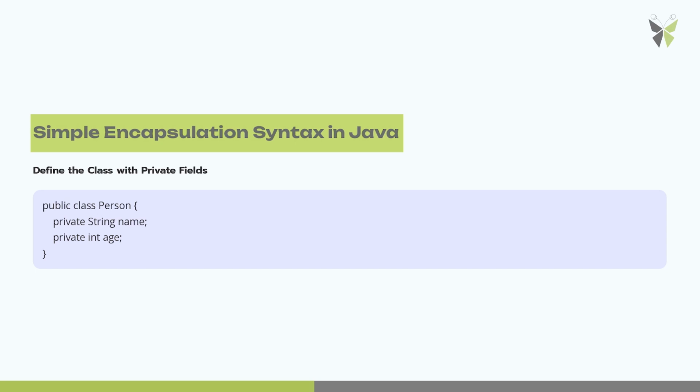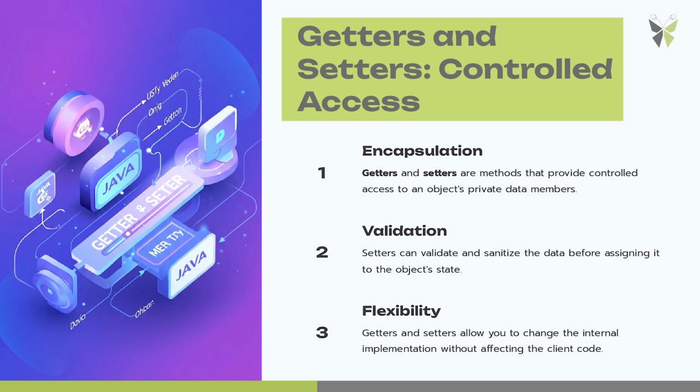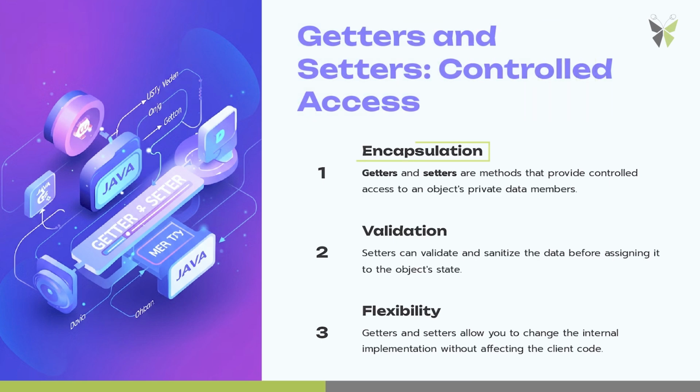So how can I change this accessibility? What if I want to make some of these members accessible outside? For that, we can create something called getter and setter methods in our class, which is actually a prerequisite for creating your POJO classes. Plain Old Java Object classes can be created using this concept, wherein my properties, my states, are kept private. But in order to access those states, we can create getter and setter methods. So what are getter and setter methods? Getter and setter methods provide controlled access to the object's private data members.